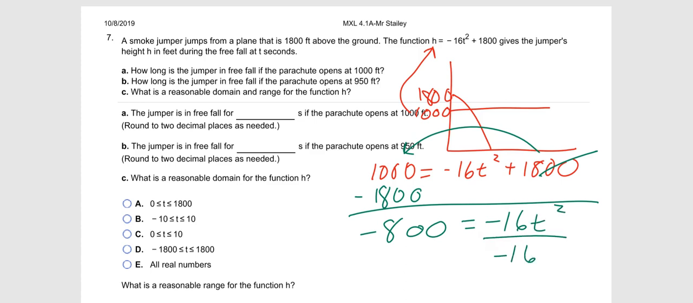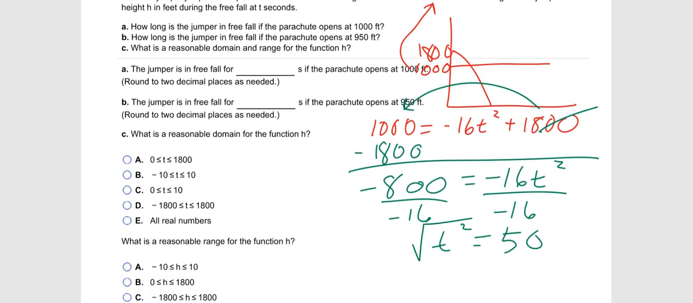So when you divide by negative 16, t squared equals some value, I think. Let me just double check. Maybe I'm wrong. I'm thinking 800 divided by 16 is 50. Okay, that's t squared though. The way to get rid of the square is to take the square root, and that's going to give me a value that is approximately equal to... It's got to be a little bit more than 7, right? Square root of 50 is 7.07. Now that's seconds.